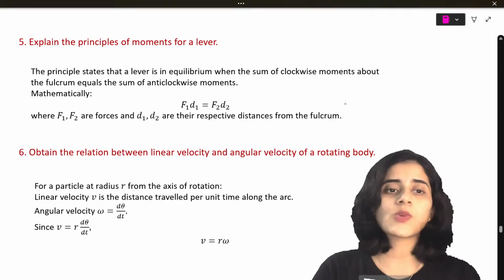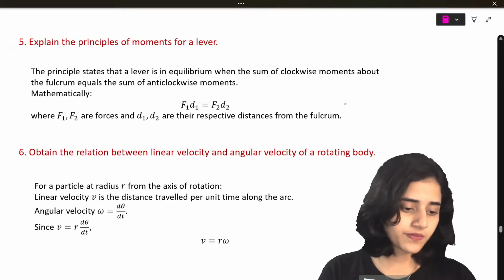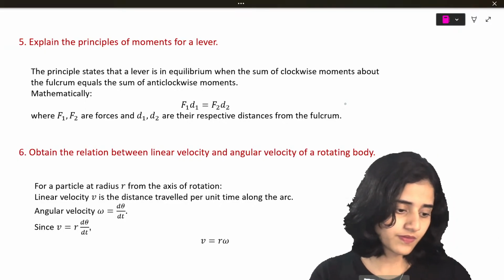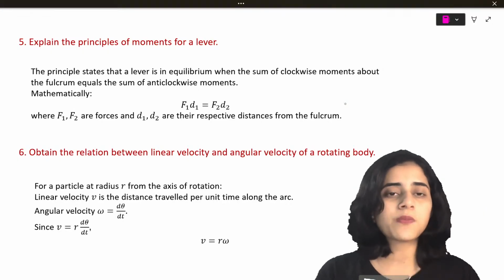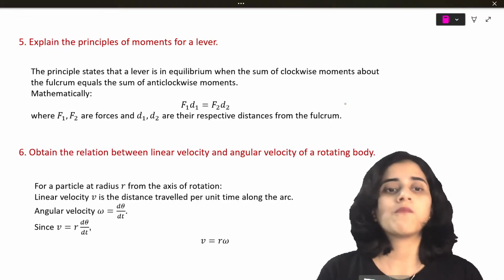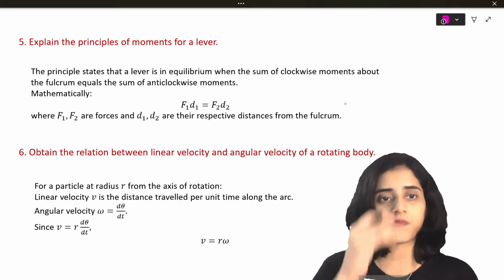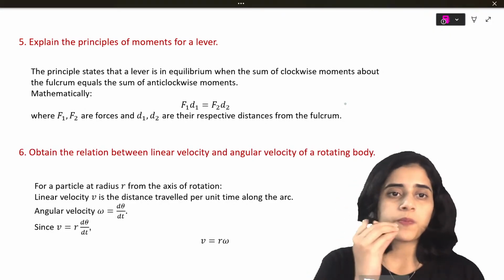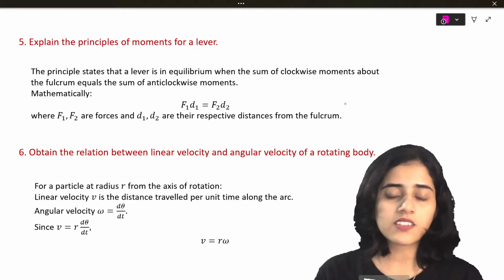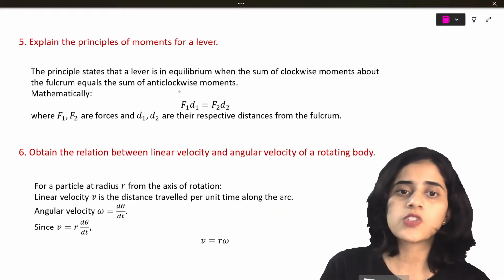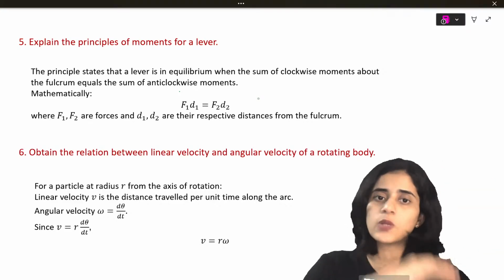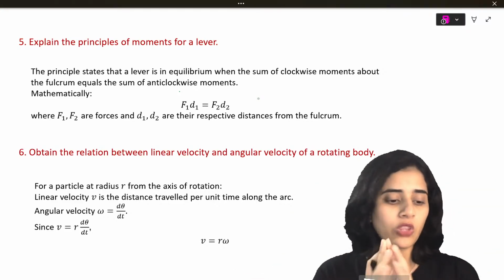Next question. Explain the principle of moments for a lever. The principle of moments just states that the sum of anti-clockwise moments is equal to the sum of clockwise moments. So force into displacement on one side will be equal to force into displacement on the other side.